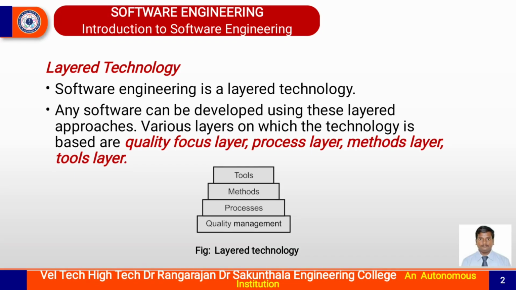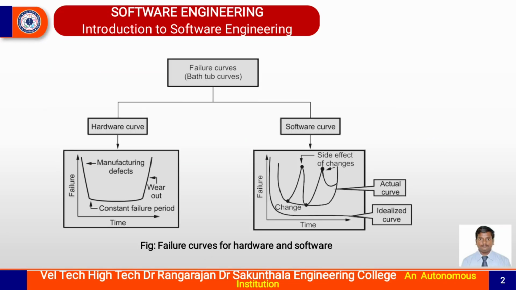What is the process layer? The process layer is the foundation of software engineering. The method layer is the implementation, carried out with the help of designing, coding and programming. Software tools bring some automation to software development. This entire software engineering is a combination of process, methods and tools that help to develop quality software.